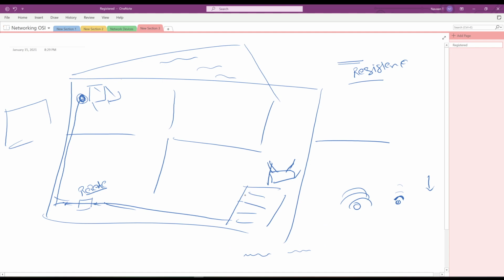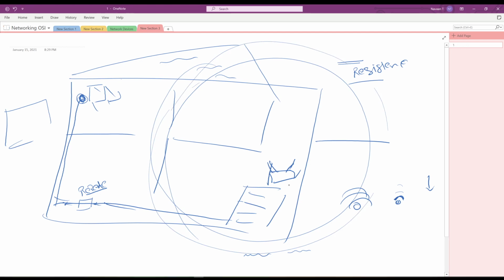Because there is a distance, an area, a radius that the signal covers. Let's say this is the radius this wireless router is able to cover. Now, what can we do? We can put the repeater here, a wireless repeater.